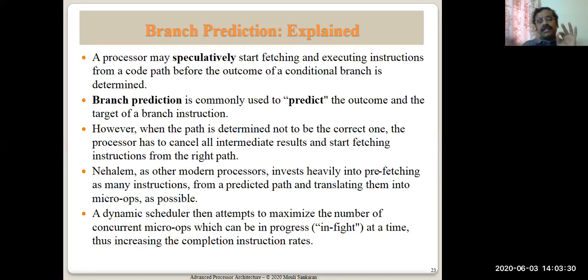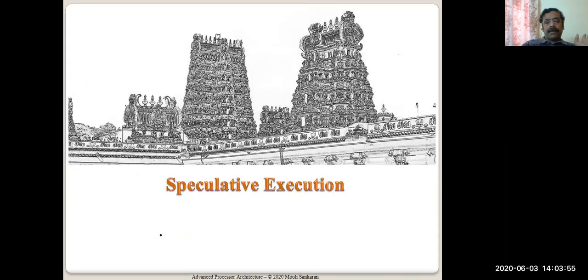Processor does the same thing. It doesn't want to keep the functional unit free. It wants to occupy it with constructive work. Instead of doing nothing, it is predicting that these are the set of instructions likely to come. It starts executing them. If the prediction is correct, it is going to benefit. Already the job is done. It can keep producing results. So that's the advantage of doing the branch prediction and doing a speculative execution.